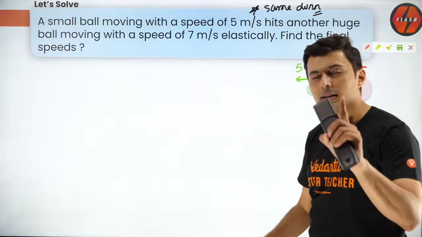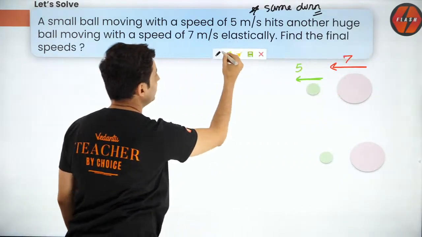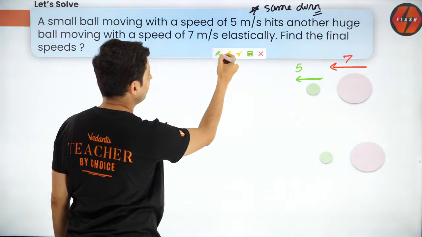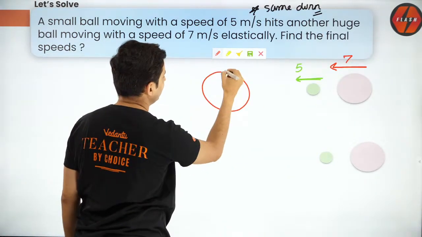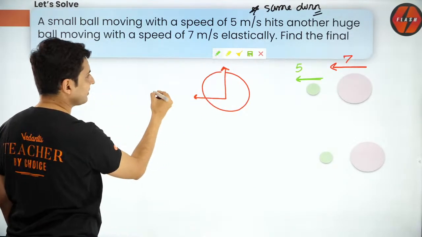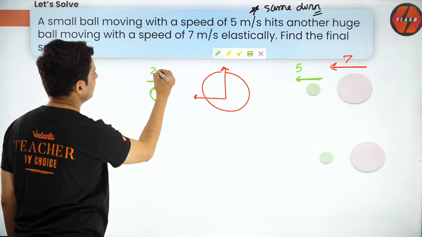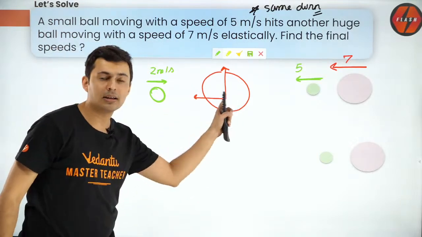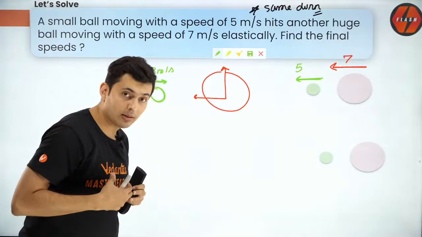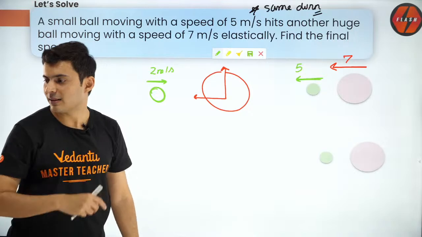Now what happens afterwards? Let's think. Here is the logic, guys. I'm going to change my frame. I'm going to sit on the big ball. So what will I see the small ball doing? I will see it coming towards me with a speed of 2 meters per second. Agreed, everyone? If I am on the big ball, the small ball will appear to come close towards me with a speed of 2. Correct? And what did I say?